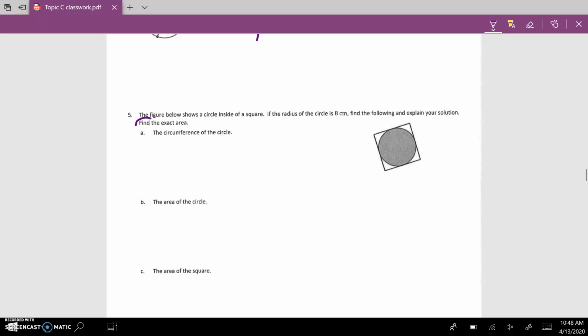Find the exact area. That's probably the most important part. So exact area would be in terms of pi. So you'll leave everything in terms of pi. And then the radius, they said, was 8. So if you want to add that in your picture, that would be 8.